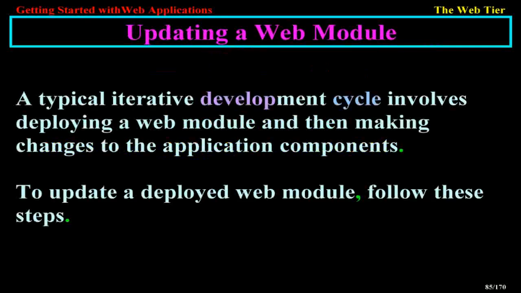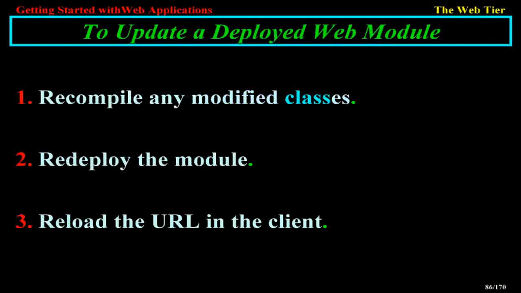Updating a web module. A typical iterative development cycle involves deploying a web module and then making changes to the application components. To update a deployed web module, follow these steps. Recompile any modified classes. Redeploy the module. Reload the URL in the client.